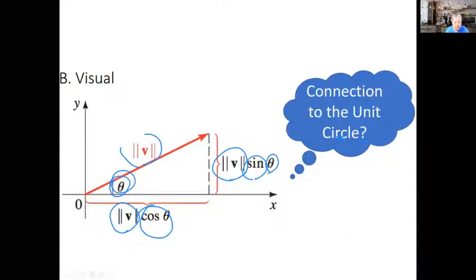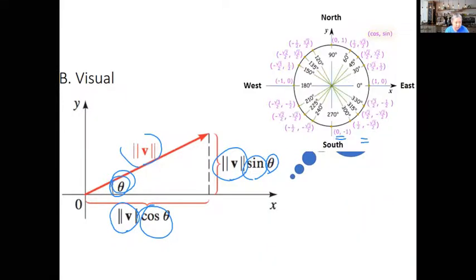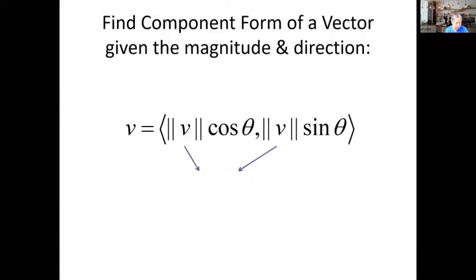Okay, so this is exactly what we've been using to construct a unit circle. So you can connect this to what you've been working on until now with the unit circle. So we can see next that the component form of any given vector can be found using the magnitude and direction angle this way.